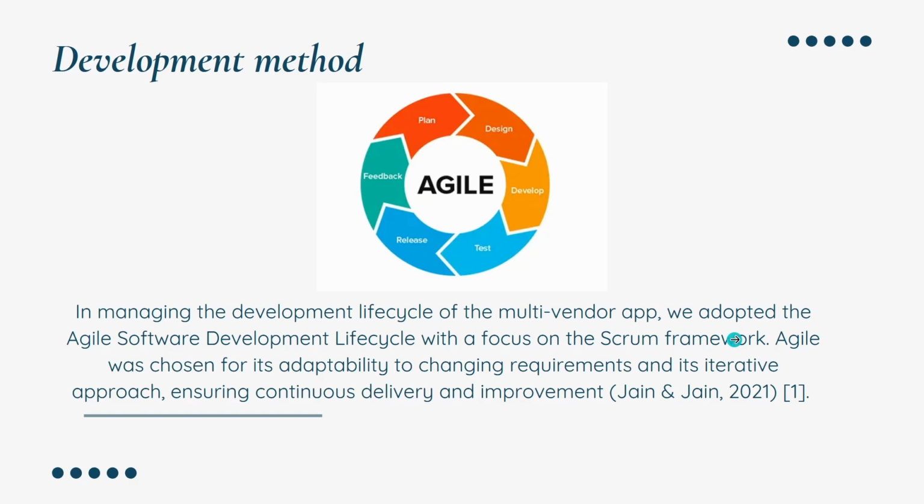Next. So I'll be talking about user requirements. For developing our project, we used the Agile method. In managing the development life cycles of the multi-vendor app, we adopted the Agile software development lifecycle with the focus on the Scrum framework. Agile was chosen for its adaptability to changing requirements and its iterative approach, ensuring continuous delivery and improvement.